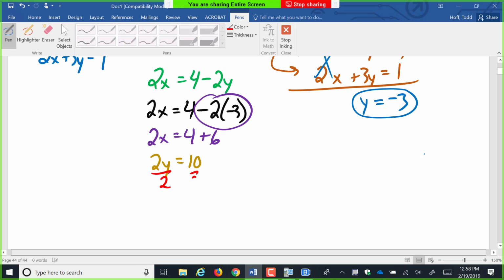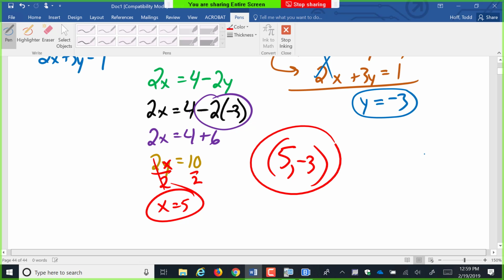We divide by 2. That shouldn't be y, that should be x. 2x equals 10. Divide by 2 to get x equals 5. So we got 5, negative 3 is the solution to that system. X equals 5, y equals negative 3.